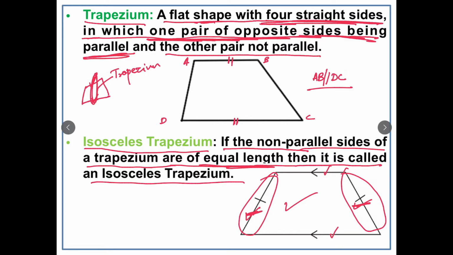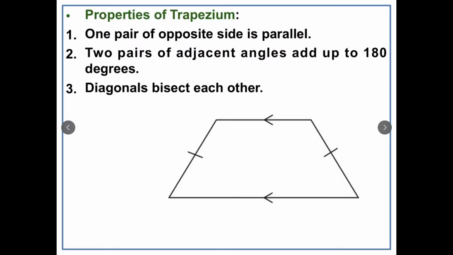So first we have a general quadrilateral. If any 2 opposite sides are parallel, then it will be called a trapezium. And in a trapezium, if its non-parallel sides are equal in length, then it will be called an isosceles trapezium. Then we have kite.